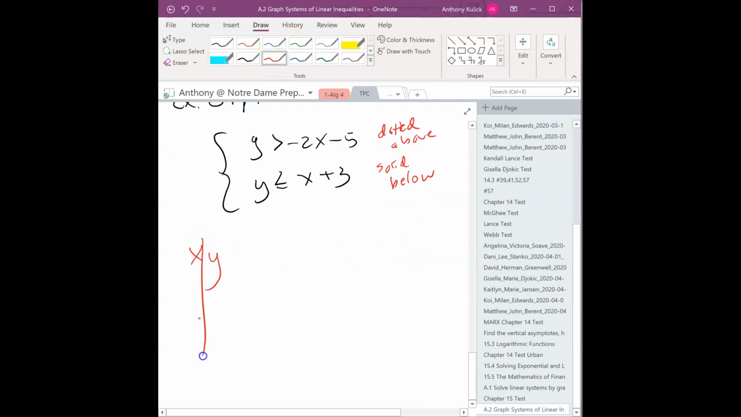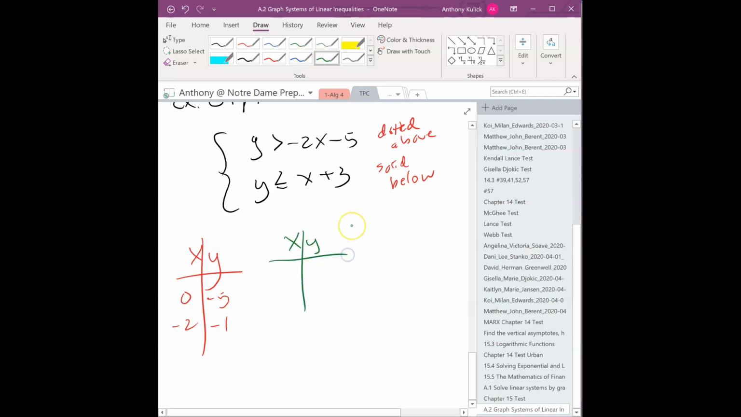So for my first, maybe I'll pick 0. Negative 2 times 0 is 0, and then minus 5 is negative 5. And then maybe I'll pick negative 2. Negative 2 times negative 2 is 4, and 4 minus 5 is negative 1.